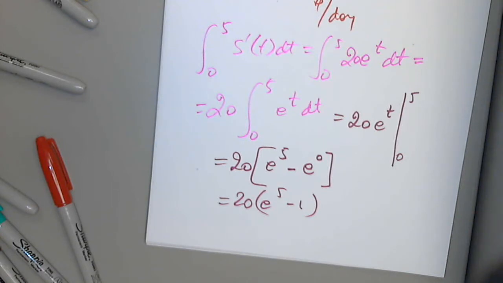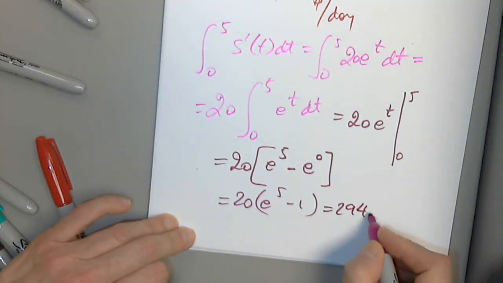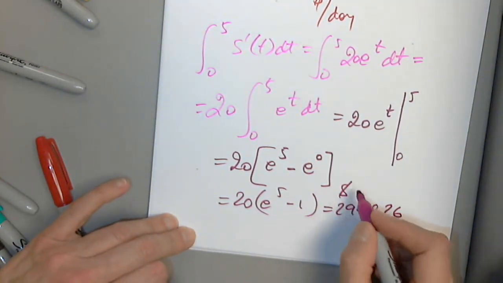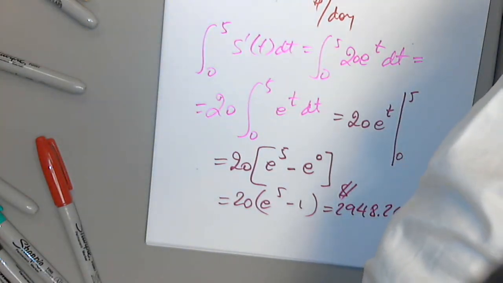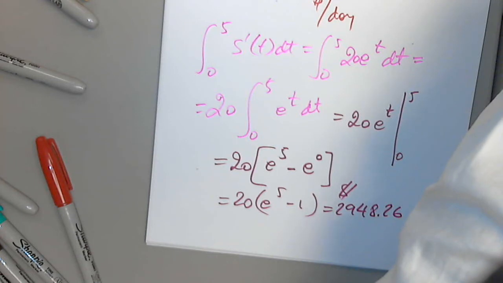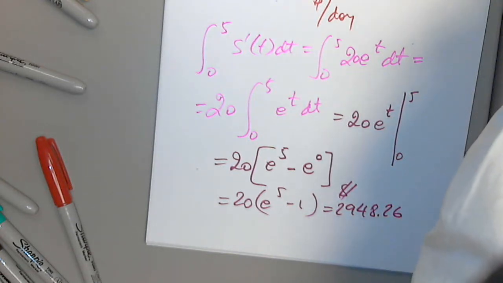So I want 20, parentheses, e to the 5th, yes, minus 1. So that is 2,948.26, and this is in dollars. The rate of change was in dollars per day, and this is accumulated in dollars for the first 5 days.